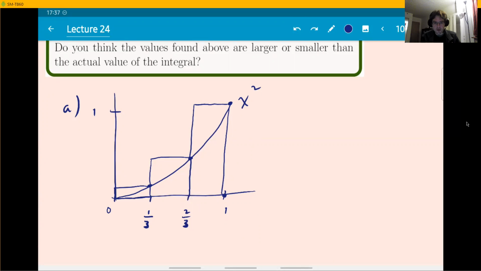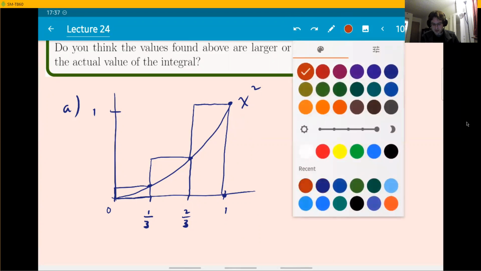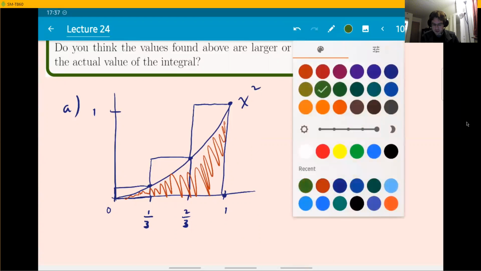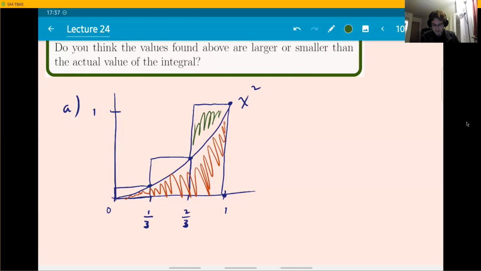If you add up the areas of these 3 rectangles, you should find a very crude approximation for the area below the curve, the area below x squared. I'm going to draw that area in red. Like this is the one that the integral actually represents. The one that we're going to find is a little bit larger than that because it's going to include some extra pieces in green by adding up the 3 rectangles. Okay, but what is it actually equal to?